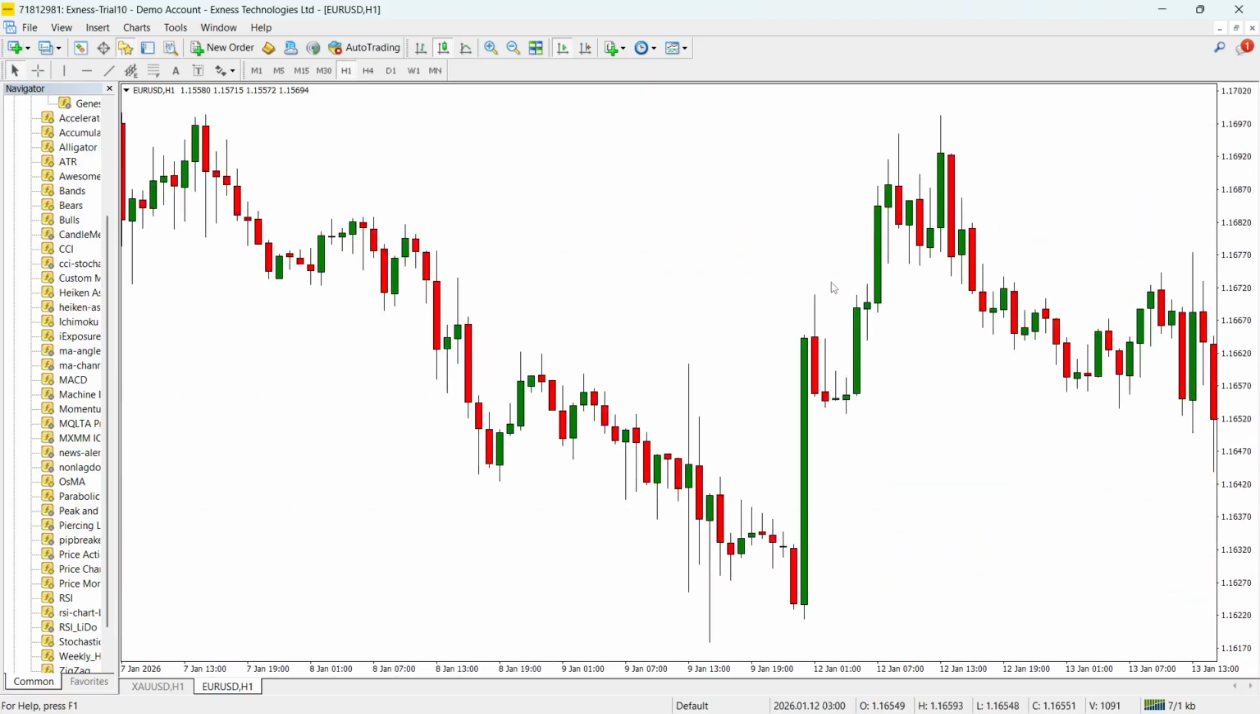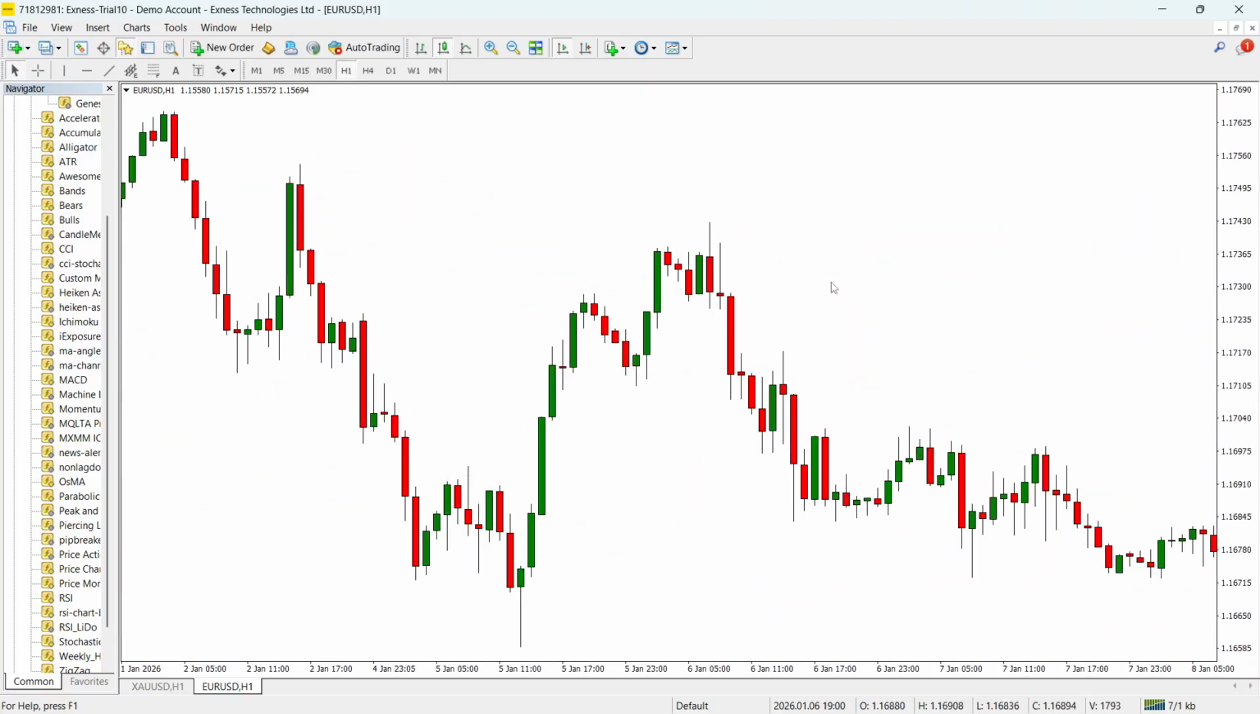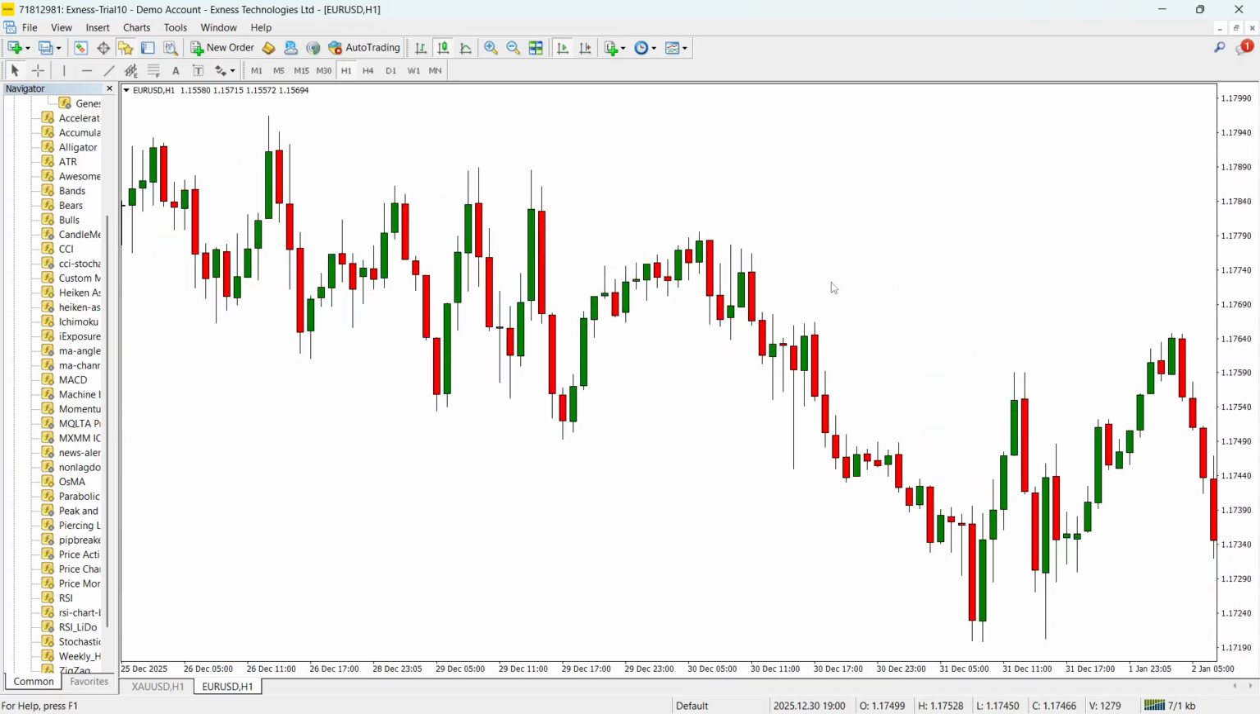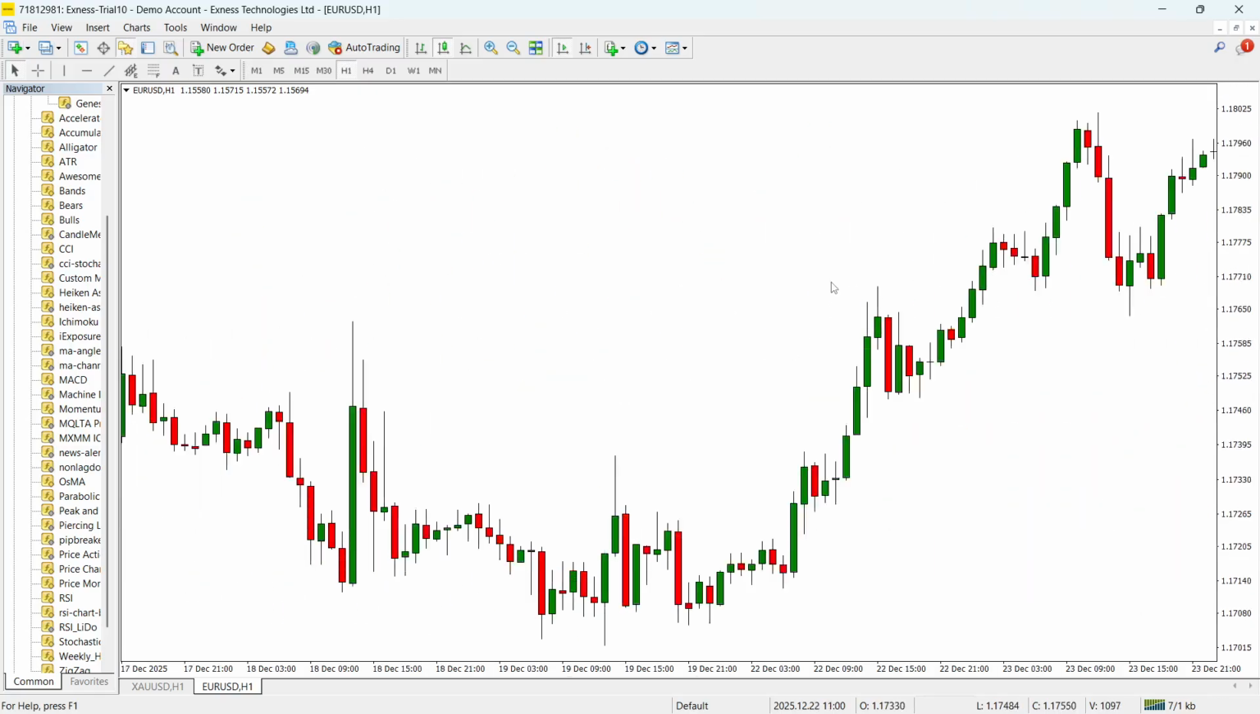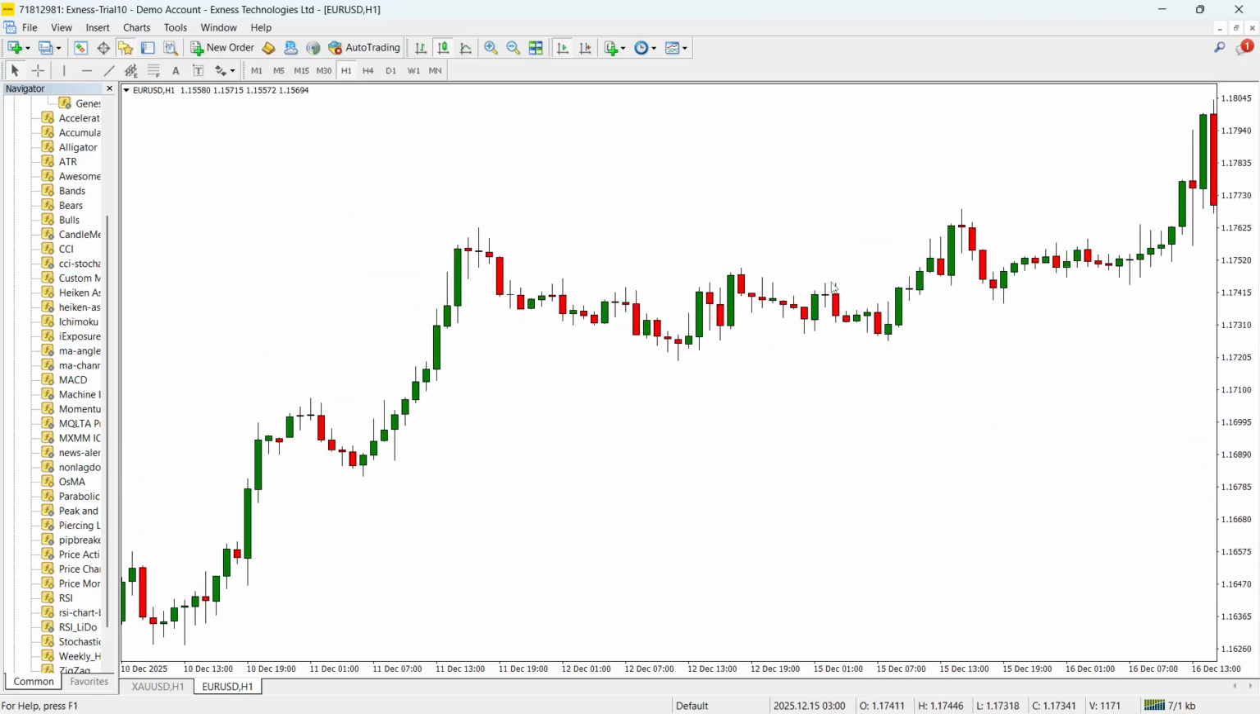Hello traders. In this video, we are going to be talking about the Genesis Matrix Indicator for MT4. This tool displays a compact color-coded matrix in a separate window that brings together several technical components so you can see at a glance whether conditions are bullish, bearish, or mixed.